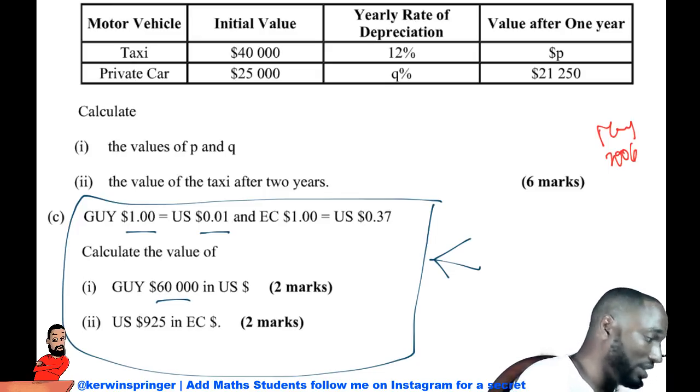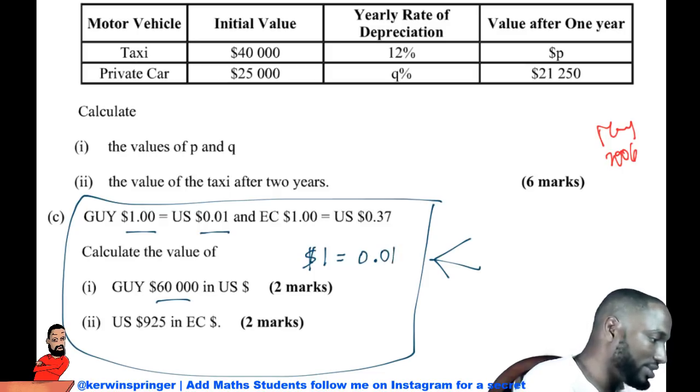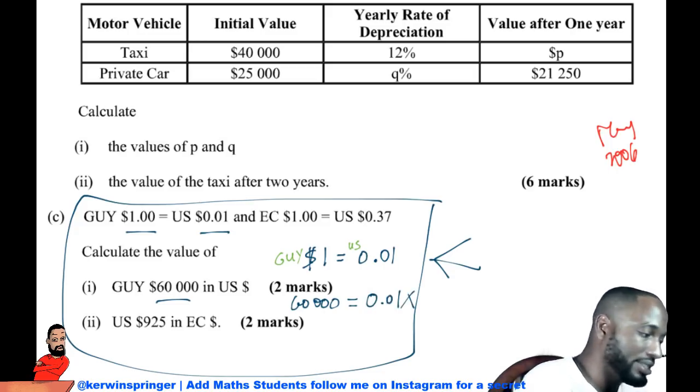Well, this is just a straight up multiplication, because if you have $1 equals 0.01 US dollar, this is the US and this one is the Guyana dollars. If I have 60,000 now, I'm going to have to multiply this one by 60,000. And I'm going to get what everybody's getting there, 600 US.